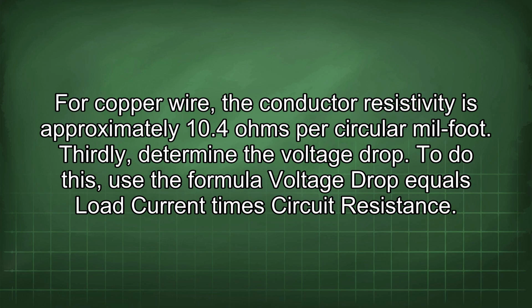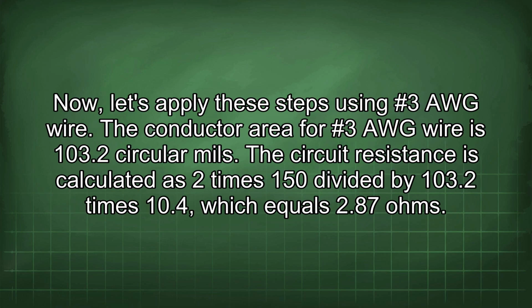Thirdly, determine the voltage drop. To do this, use the formula voltage drop equals load current times circuit resistance. Now let's apply these steps using #3 AWG wire.